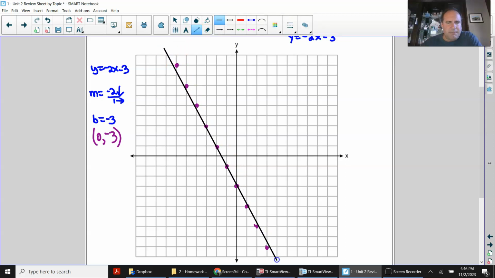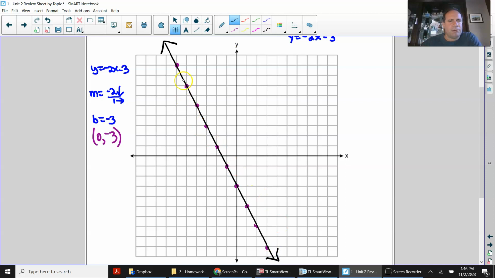I'm going to grab my ruler, and I'm going to connect all my points in a straight line, like that. I am going to remember that I need my arrows on each end. And I'm also going to need my equation, negative 2x minus 3. So that's y equals negative 2x minus 3, and I have a line that goes down from left to right. So that's correct, and I have a y-intercept of negative 3.